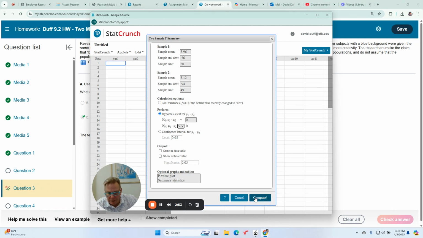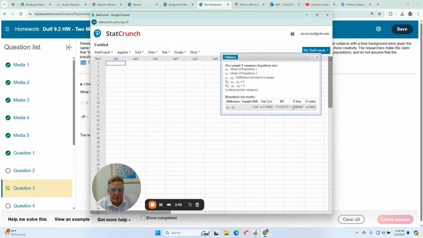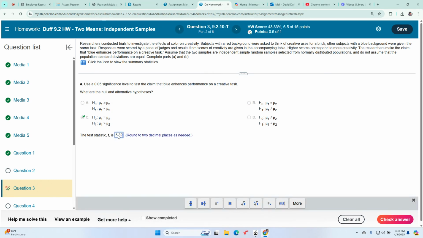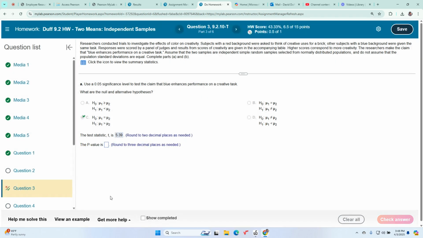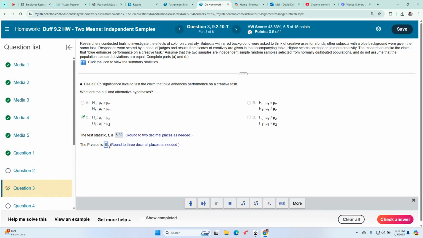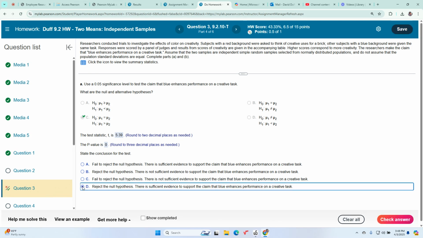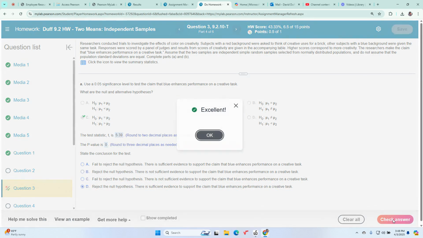And I'm going to go ahead and hit compute. So when I do that, we get a t-statistic of 5.39 and a p-value of basically 0. So we're going to put 5.39 in here, and then we'll put 0 in here. And so what's the conclusion? Well, the p-value is clearly less than the significance level, so we'll reject the null hypothesis. And we have sufficient evidence to support the claim that blue enhances performance.